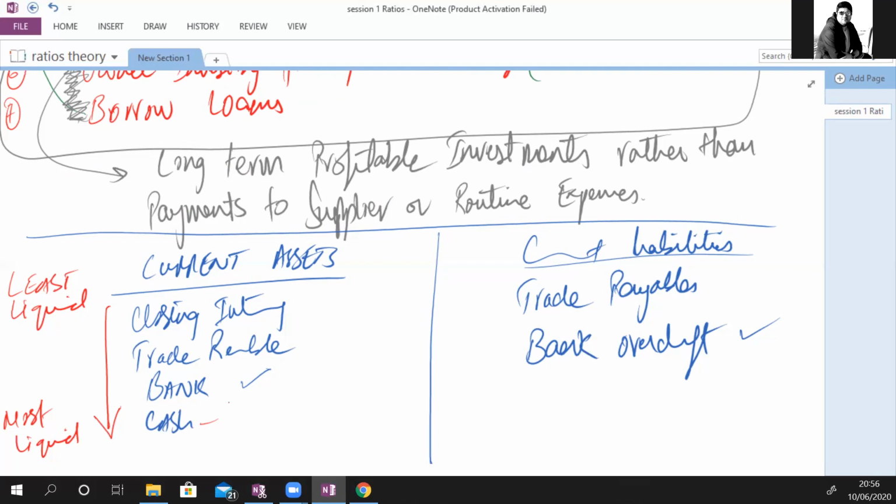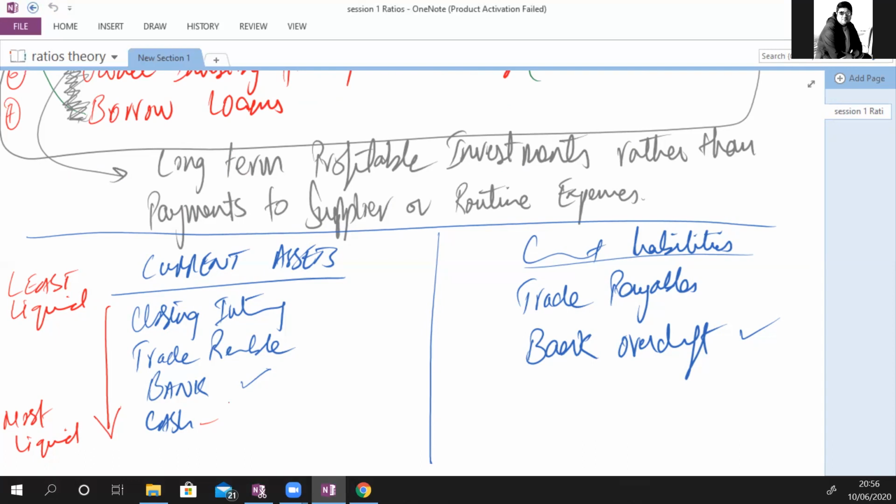Okay? Then the next category of liquid asset is bank. Money in the bank can again easily be converted into anything that you would want. Sometimes you have to convert it into cash and then it will have the same liquid feature. So the second most liquid asset is bank.